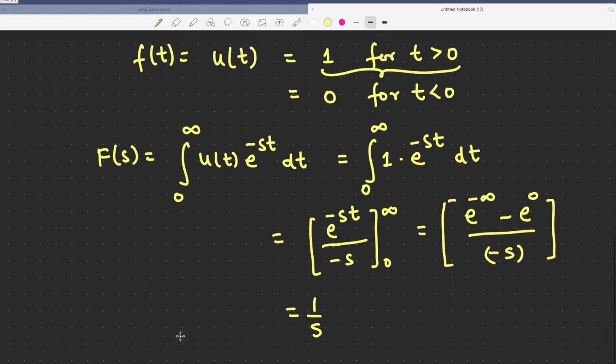So that means the Laplace transform of the unit step function is 1 by s.